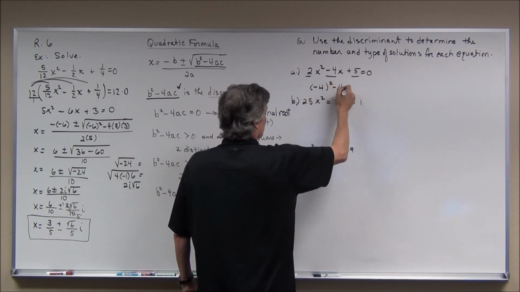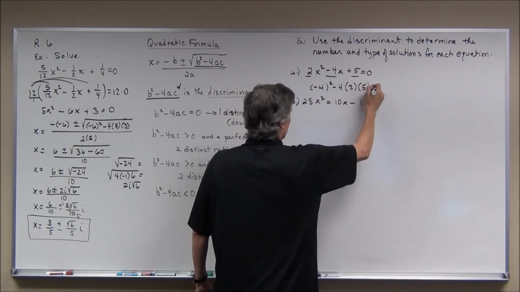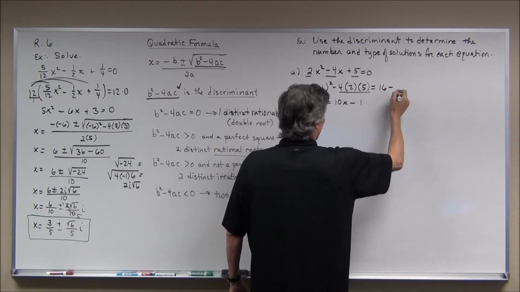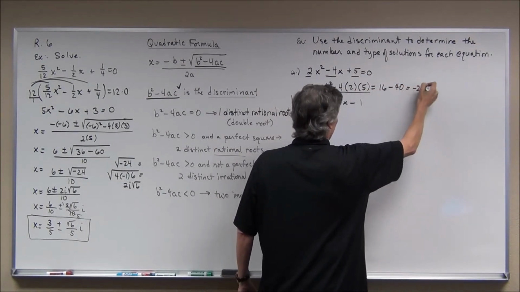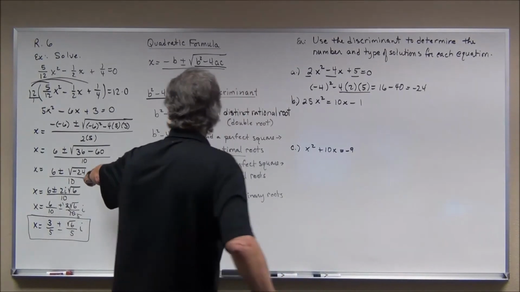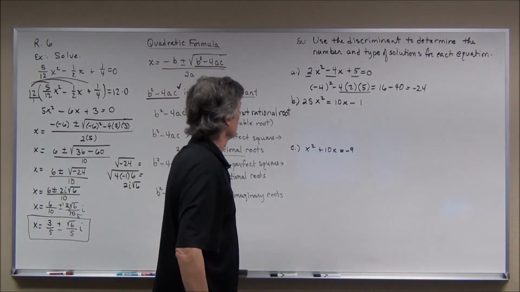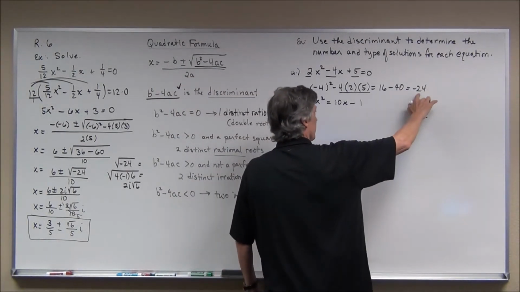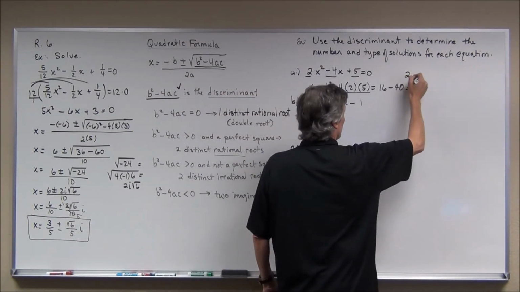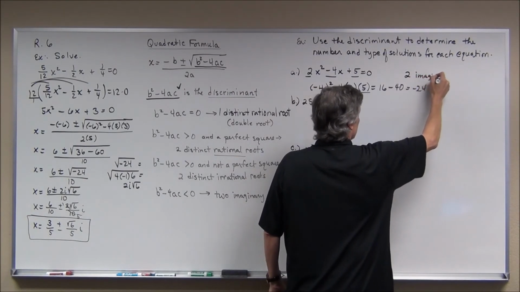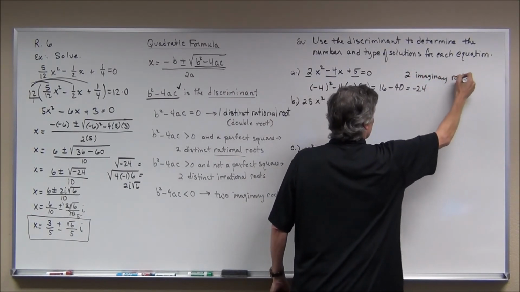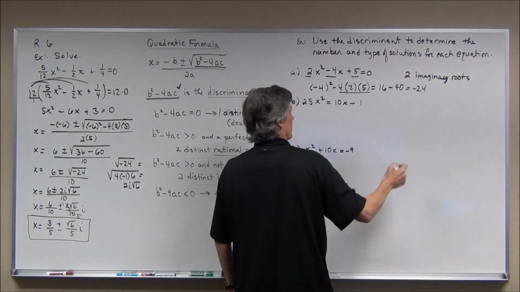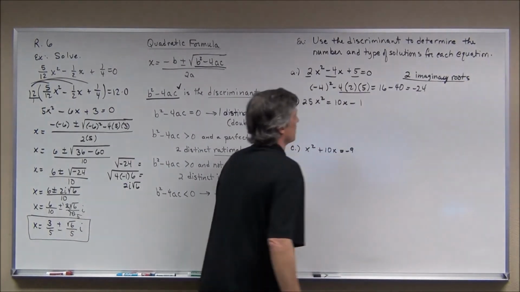Negative 4 squared minus 4 times a times c is 16 minus 40, which is negative 24. That happened to be the discriminant on the example that we just did. Kind of a coincidence there, or did I write down the same one? No, coincidence. So this tells me that I'm going to have two imaginary roots. Imaginary. Let's see if I can spell that. There we got it. It's a little bit better.